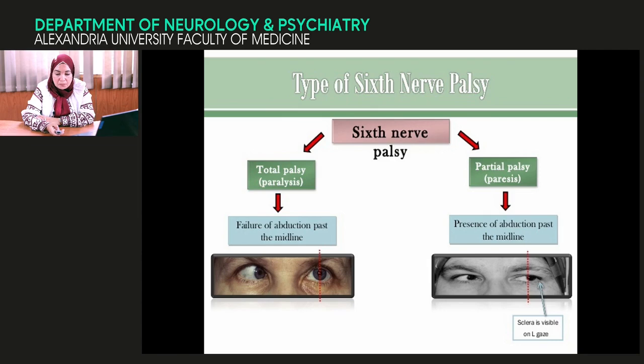In partial palsy, there is presence of abduction across the midline but it does not reach full abduction. Yani there is always a rim of sclera visible on the lateral gaze because of no full abduction.